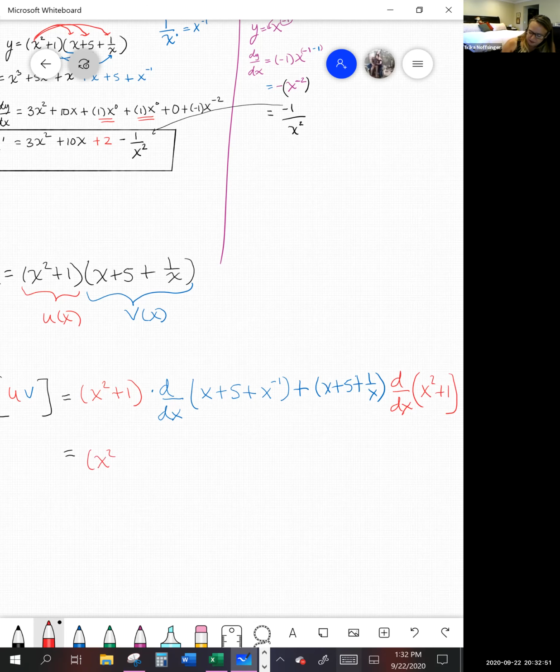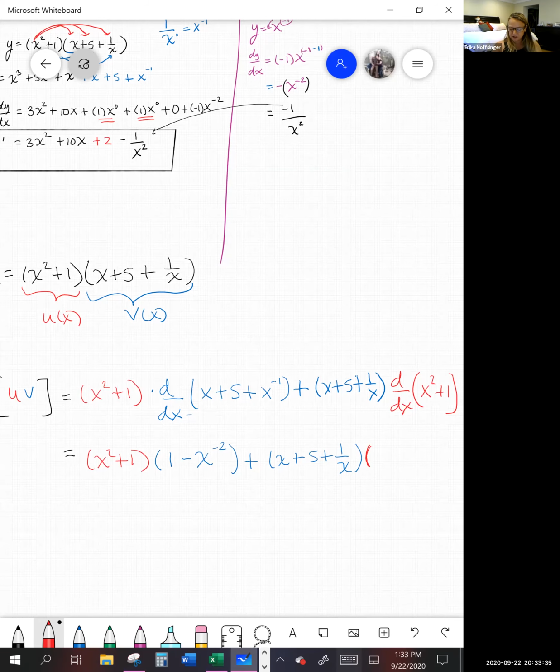That was the first, plus, now let's go through and do the work. The derivative of the second: the derivative of x is just 1. The derivative of a constant 5 is 0. And the derivative of x to the -1: bring our exponent down front, -1, x, subtract 1 from our exponent, -2. Plus the second function, which I'm just going to rewrite as it was originally, x plus 5 plus 1 over x, times the derivative of the first.